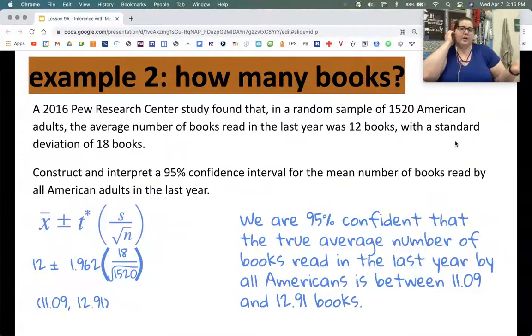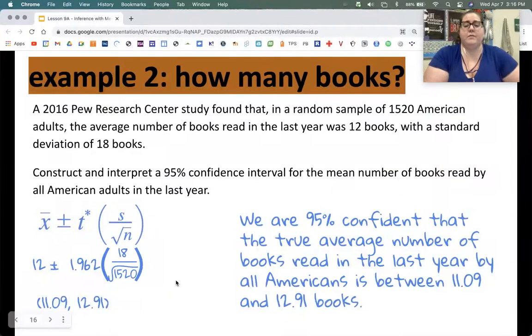And from there, we could do everything we did in the last unit. We could be asked to interpret the confidence level. What does it mean to be 95% confident in this context? If I took many samples of 1520 American adults, and for each sample calculated a confidence interval, about 95% of those intervals would include the true mean number of books read in the last year by all Americans.